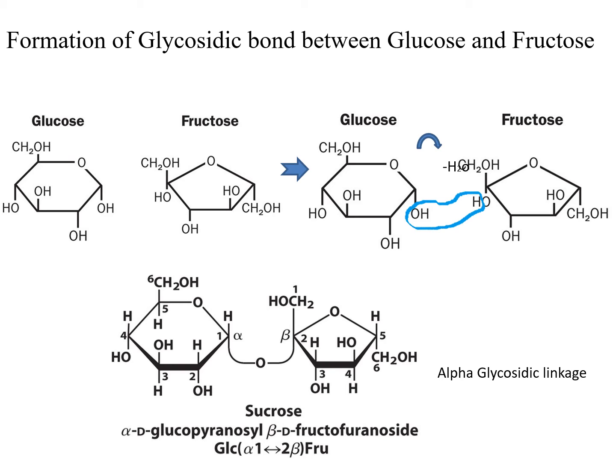Next, formation of the glycosidic bond between glucose and fructose. Here these are present in the same plane and a water molecule is removed. Because of that there is a bond between alpha and beta. Normally alpha D glucopyranose and beta D fructofuranose, a 5-membered ring. So this bond is formed in sucrose.